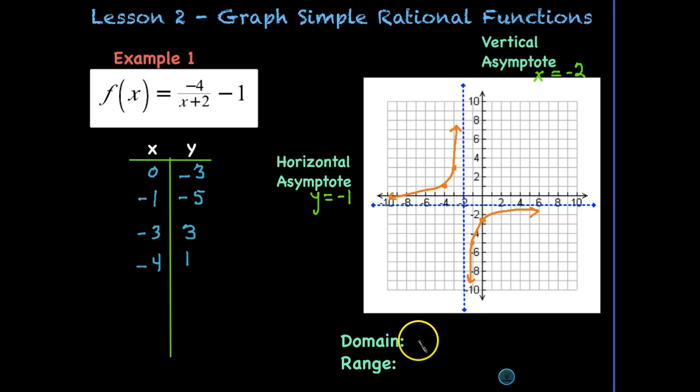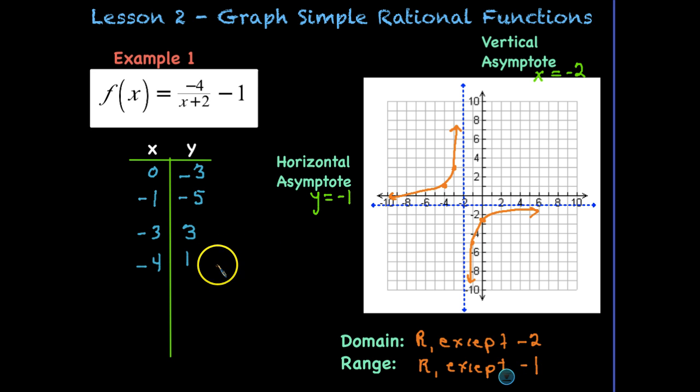Now we can look at our domain. Remember that our domain is going to be all reals except this value here, our vertical asymptote, which is negative 2. And then our range is also going to be all reals except, remember our range is going up and down. Well, we can go up and down forever except for this horizontal asymptote at negative 1.